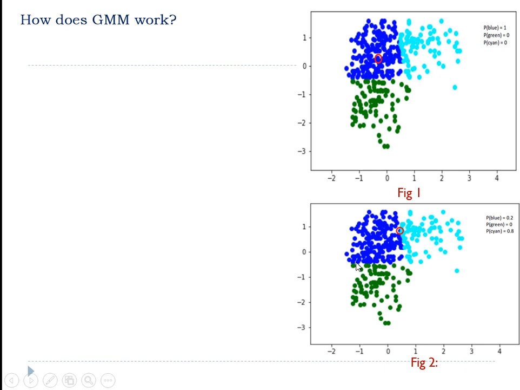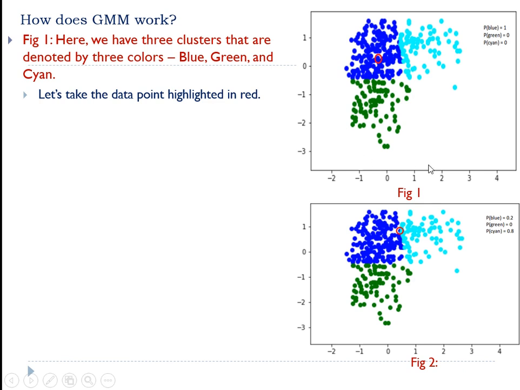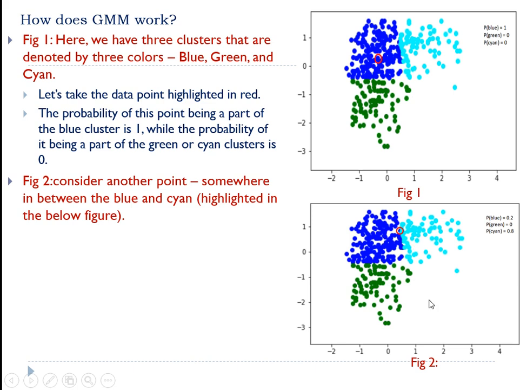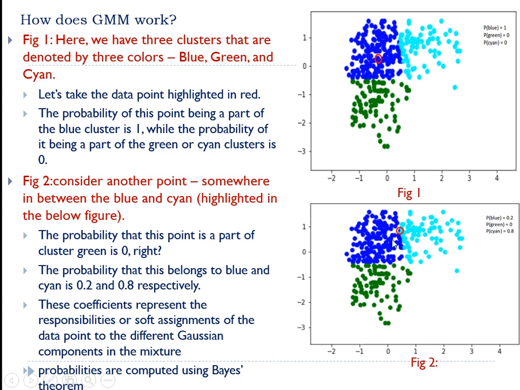So that is K-means. Now, coming to how GMM works, let's see this first figure. Here we can see that there are three clusters: blue, green and cyan. If you look at this data point here, which is in red, just looking at that, as humans I can identify that this is completely in the blue cluster. That means the probability that this data point belongs to the blue cluster is 1, and the probability that it belongs to the green or cyan cluster is 0. If you see this second figure, look at this data point. Now you can see that it is between blue and cyan. So the probability that this data point belongs to green is 0, but the probability that it belongs to blue is, let's say, 0.2, and the probability that it belongs to cyan is 0.8 respectively.